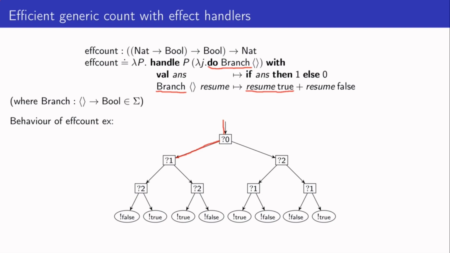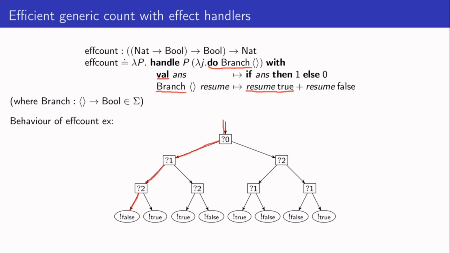Another invocation of branch will occur, causing control to flow into the branch clause in the handler, where we resume the continuation with true, so we descend down the left branch again. We repeat the same argument when the predicate queries the second component, so we descend down the left branch. Now we find ourselves at a leaf node, meaning that we invoke the value clause in the handler with the answer false, meaning that we return a zero.